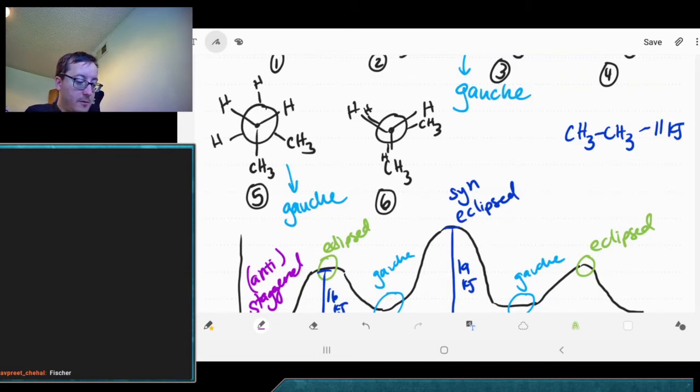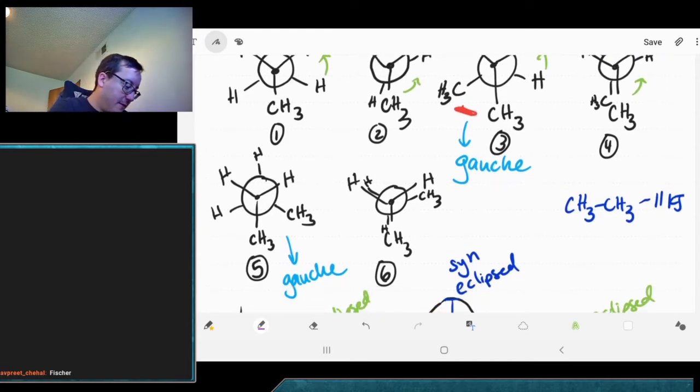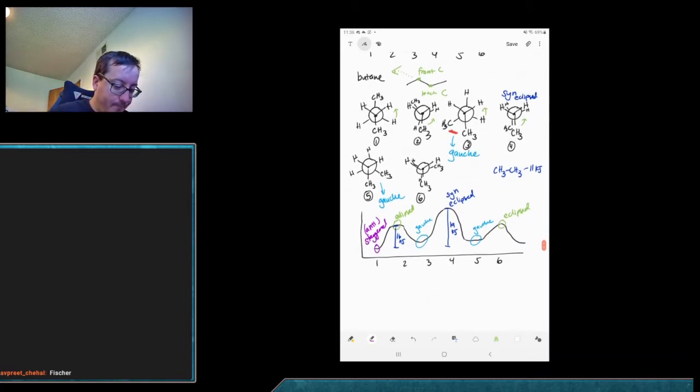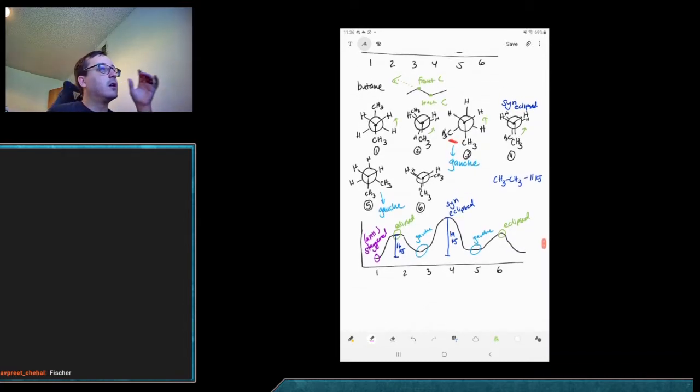So those states here, I can, for right now, let's flip it over. Let's do this way, so we can at least see all of them. So molecule 1, our bulkiest groups, the methyls, are as far from each other as possible. So that is our lowest energy state. We call that anti-staggered, or just staggered is fine.